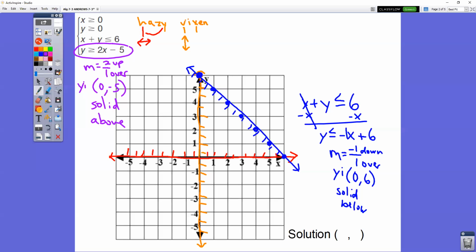So starting off at 0, negative 5, we're going to start down here. We're going to follow the pattern: up 2 over 1, up 2 over 1, up 2 over 1, up 2 over 1. And then we're going to connect the dots using a solid line.